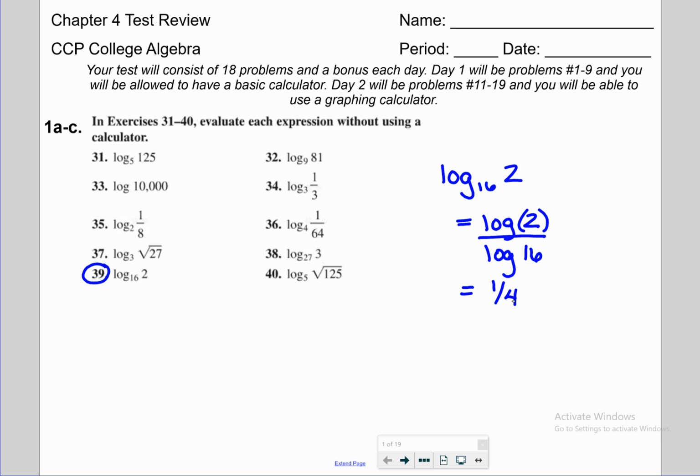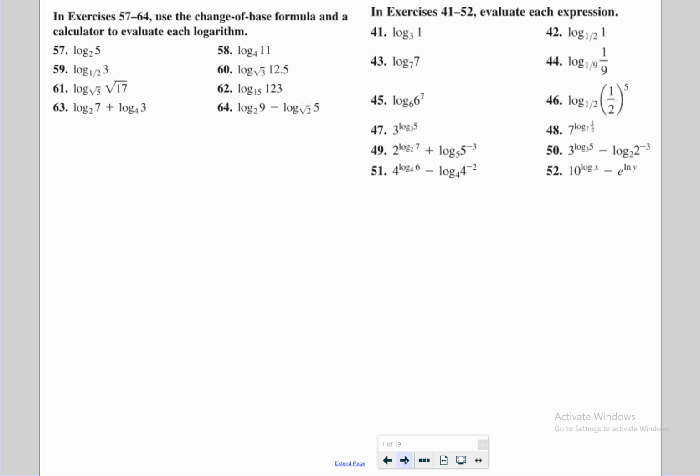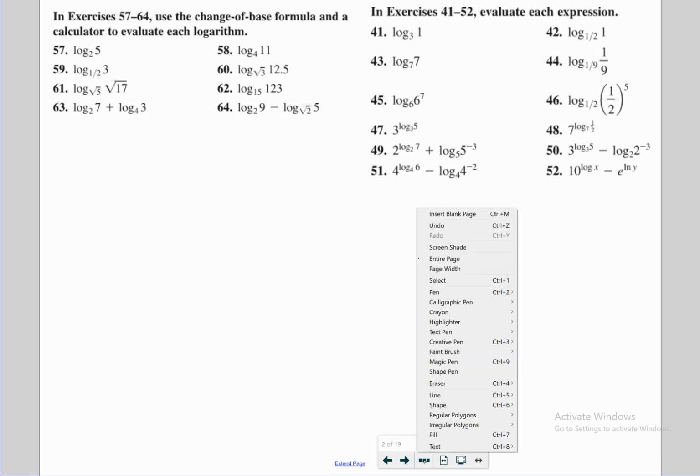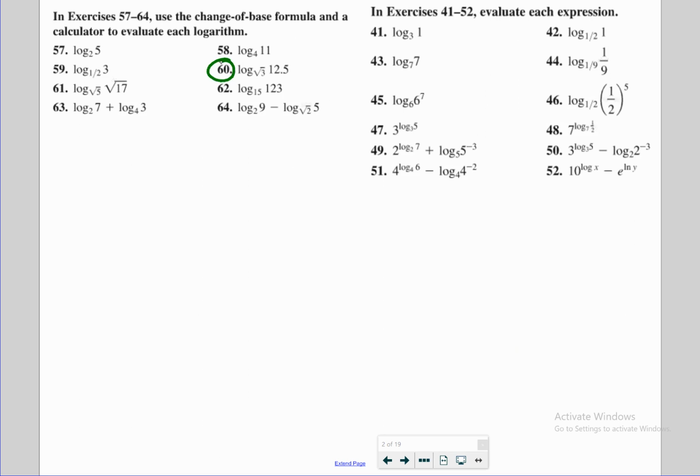Evaluating. Okay. Pick a problem from the left side, so 57 through 64, and I'll write a little bigger for you then. What do we want to do? 60. We've got log base rad 3 of 12.5. Can I use change of base property again? Definitely weird numbers. I'm not going to be able to do it in my head.